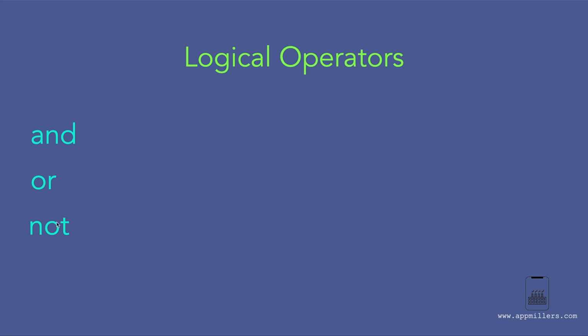The meaning of these operators is similar to their meaning in English. Let's look at them one by one to make things more clear. The first one is the AND operator. When you combine two different conditions using an AND operator, both of them have to be true for the entire line to be true. So if A is true and B is true, the output will be true.